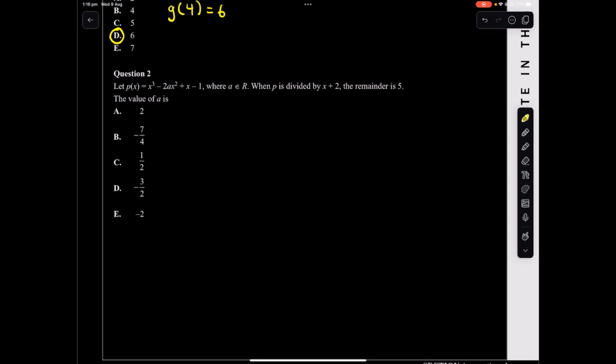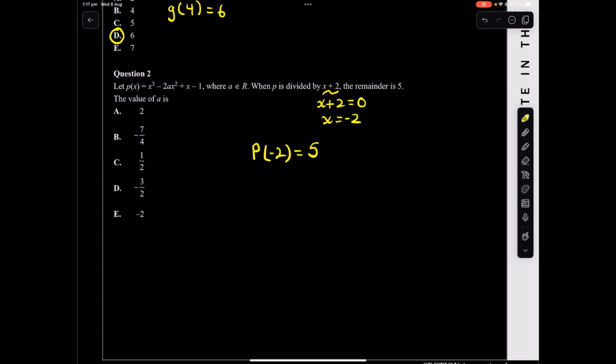Okay, to do this, what we do is, this over here, we let it equal to 0, and we solve. So x plus 2 equals 0. x equals negative 2. So when x is negative 2, your remainder is 5. So we're going to put that negative 2 inside the function, and it should pull out 5. Your remainder is 5. Now what?